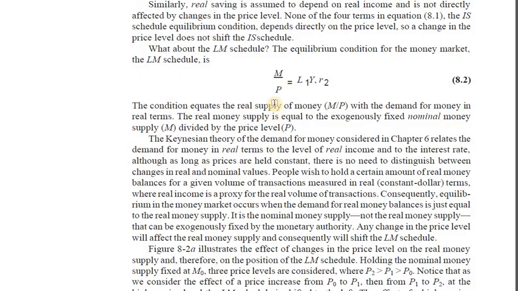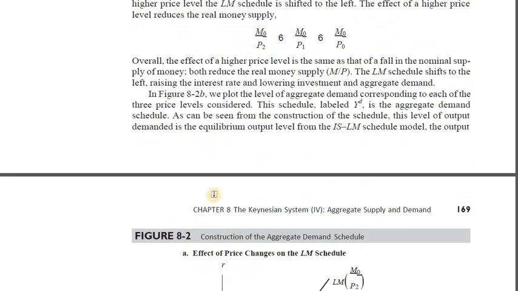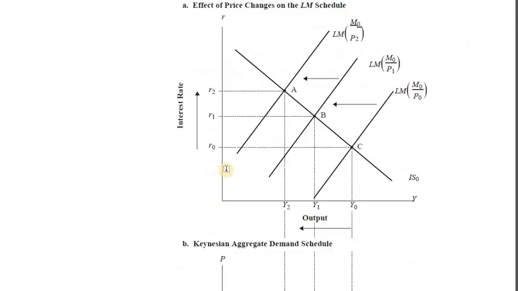It's really important. Whenever the RBI or the central bank exogenously fixes the money supply, it is the nominal money supply and not the real money supply. But in the economy, we in general are concerned with the real money supply, especially in the aggregate demand curve derivation. So let's look at this curve right away.